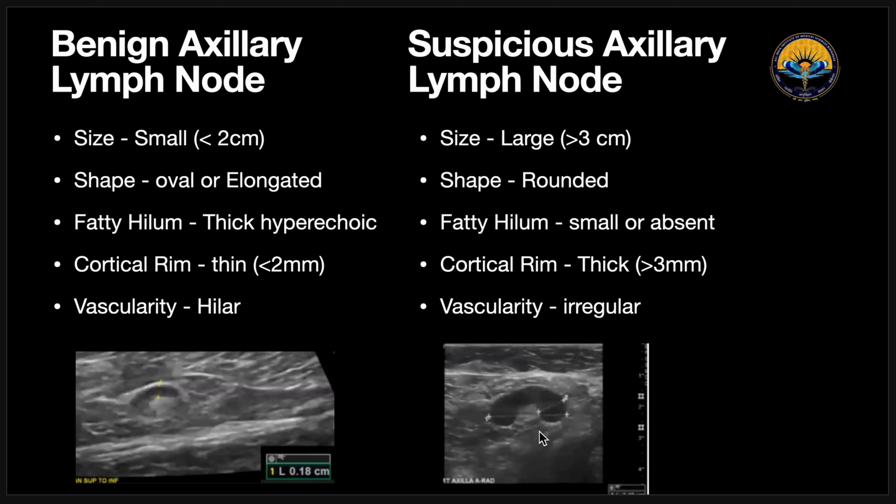So whenever we are doing ultrasound BIRADS, we have to look at the breast lesion, but we also have to look for any lymph node. And if we find a lymph node, we have to characterize it. It could be a benign lymph node or it could be a suspicious lymph node.